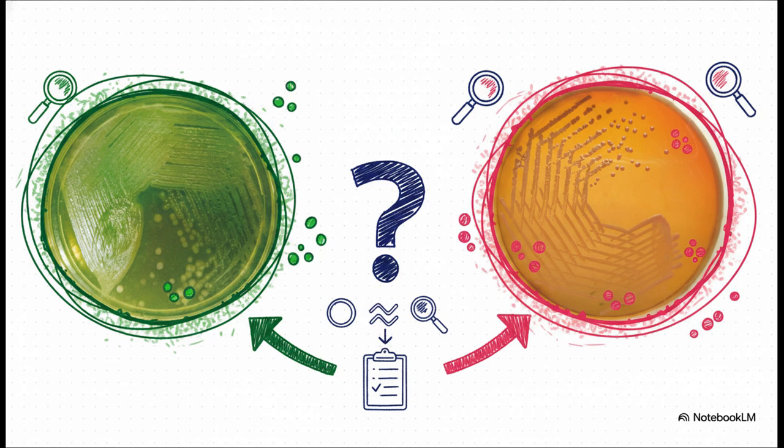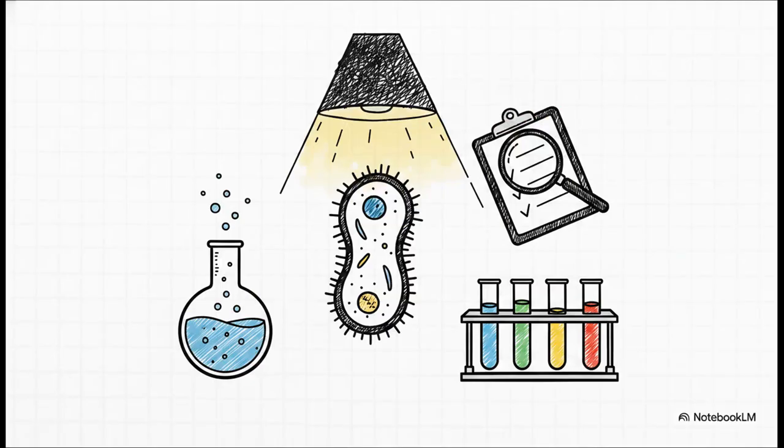Just their color, shape, and growth patterns on these specific gels can narrow the suspect list from a giant family down to a specific genus. Once we've got a solid visible colony, it's interrogation time.